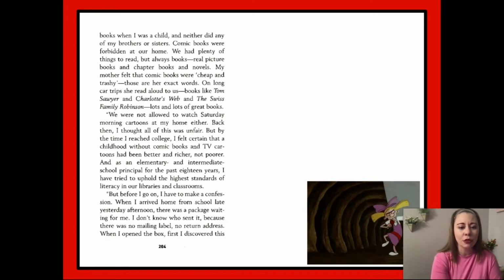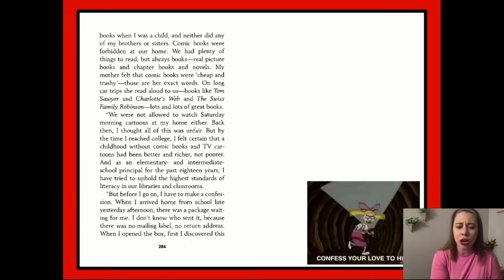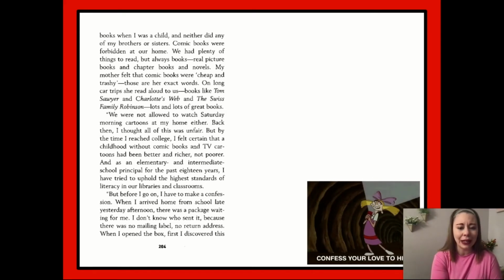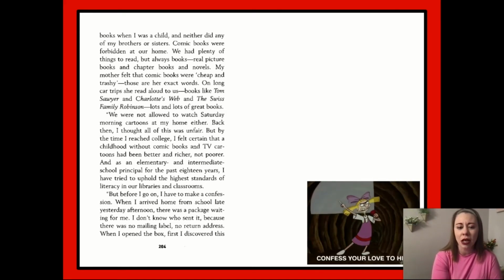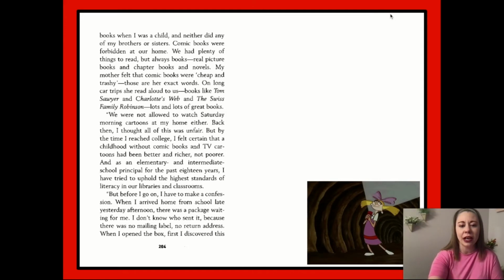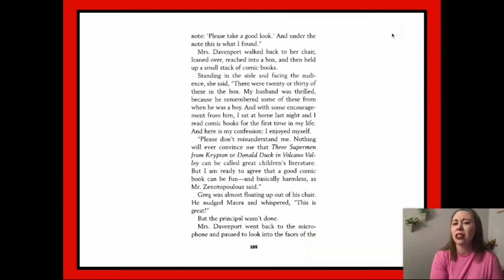When I arrived home from school late yesterday afternoon, there was a package waiting for me. I don't know who sent it because there was no mailing label, no return address. When I opened the box, first I discovered this note. Please take a good look. And under the note, this is what I found.